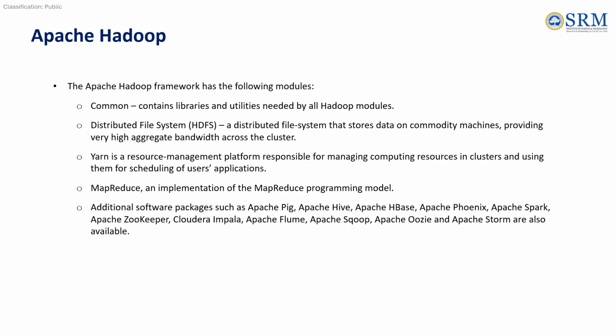Apart from these core modules, Hadoop also supports several additional tools and frameworks. For example, Apache Hive is used for SQL-like querying, Apache Pig simplifies data processing, Apache HBase provides NoSQL database support, and Apache Spark enables fast in-memory processing. Other tools like Apache Zookeeper, Apache Sqoop, and Apache Flume further extend Hadoop's capabilities. Together, these modules make Hadoop a powerful ecosystem for big data storage, management, and analytics.